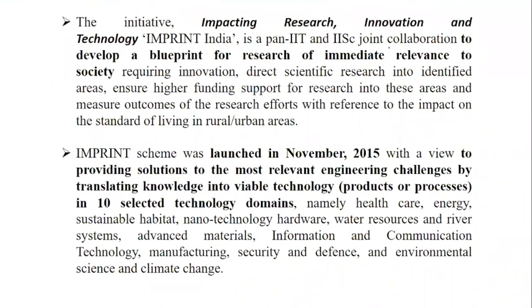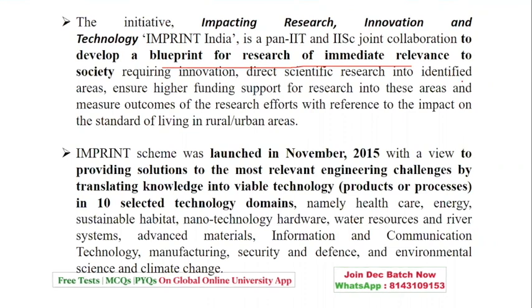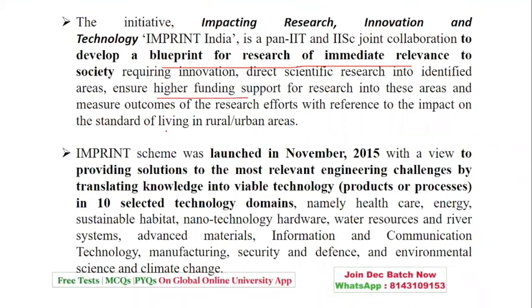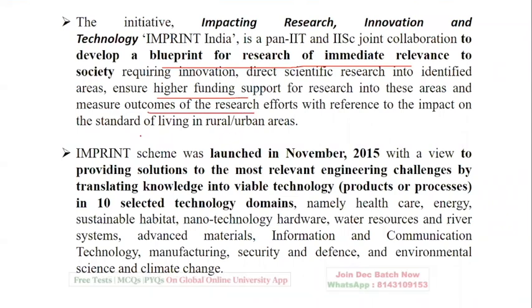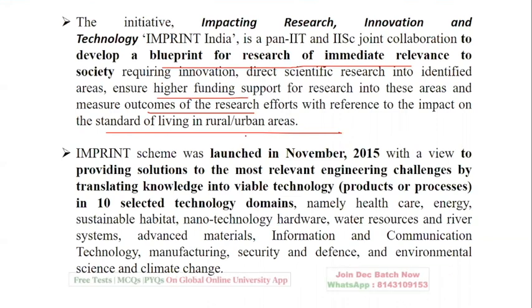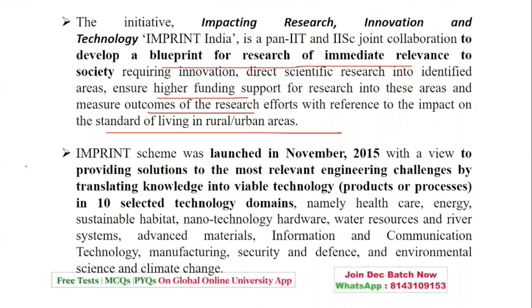PAN, IIT and ISN joint collaboration, again to develop a blueprint for research. This is basically identified, for the funding purpose, in order to measure the research outcomes, with the help of standard of living with respect to rural and urban areas.